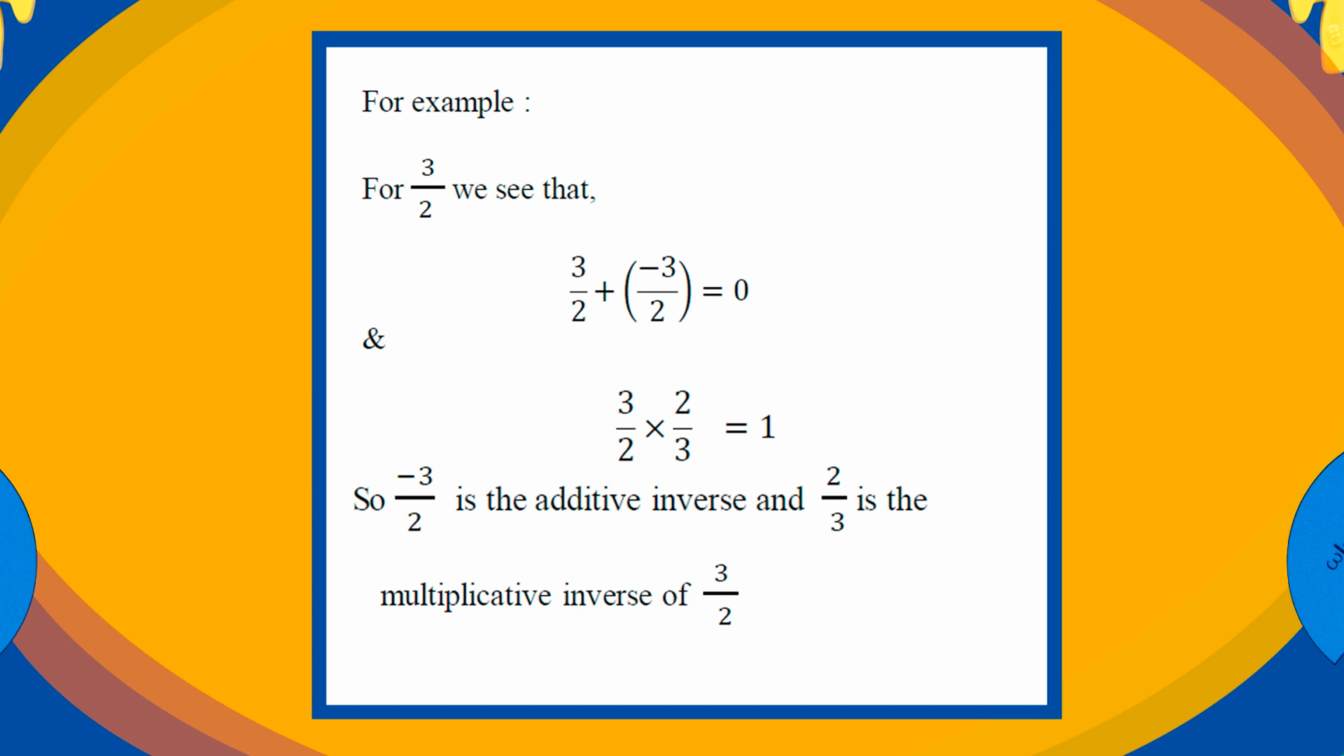For example, let us take a rational number 3 by 2. Then for 3 by 2, we can take minus 3 by 2 such that 3 by 2 plus (minus 3 by 2) is equal to minus 3 by 2 plus 3 by 2 is equal to 0. Therefore, minus 3 by 2 acts as the additive inverse of 3 by 2. Similarly, 3 by 2 into 1 by (3 by 2), which is nothing but 2 by 3, is equal to 1. Therefore, 2 by 3 acts as the multiplicative inverse of 3 by 2.